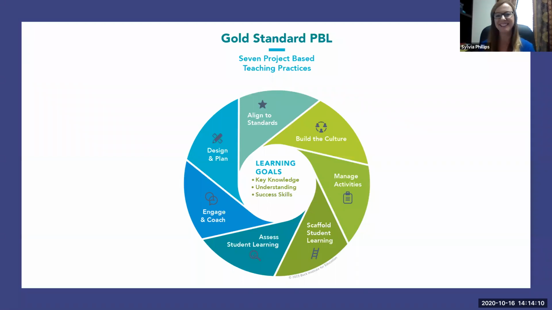That would be my guess. This image comes to us from pblworks.org, and I'm going to drop that in the chat if I can type and talk at the same time. The Buck Institute for Education put forward these 7 teaching practices that you see, and we're going to go through that. I'd love to hear your description of how you would describe project-based learning.